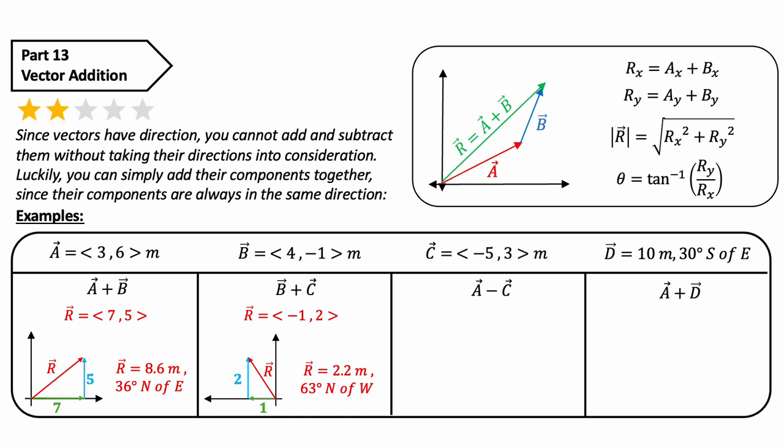For the third one, we're now subtracting. We're not going to see a lot of these, but if we were asked to subtract, then you just subtract the components. Starting with A, our x component is 3. Our x component of C is negative 5, so we do 3 minus negative 5, and that gives us positive 8. For our y, we do 6 minus 3, which is 3.